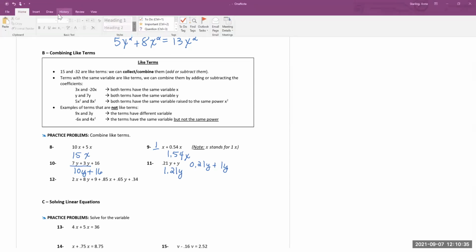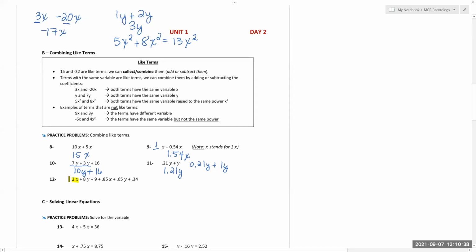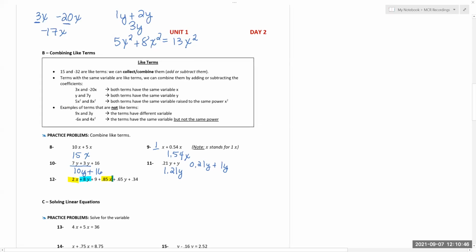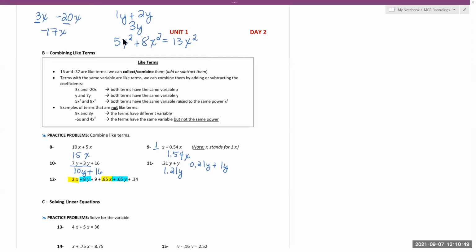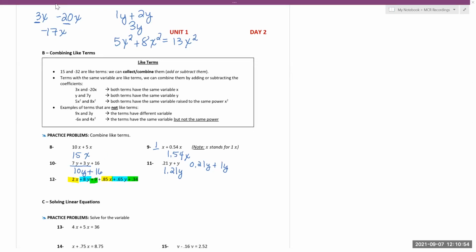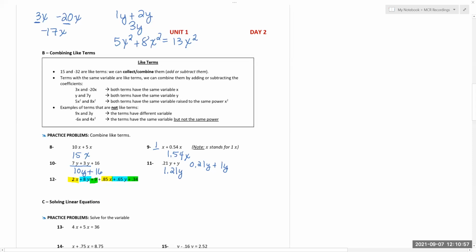And then for this last one, I like to color code my x's. Put those together, color code my y's. And then put my regular numbers together. So those are all going to get combined. So it's the x's first, 2.85x. Then I'll do the y's, 8.65y. And then the numbers, 9.34 for my answer. So hopefully that went well for you.